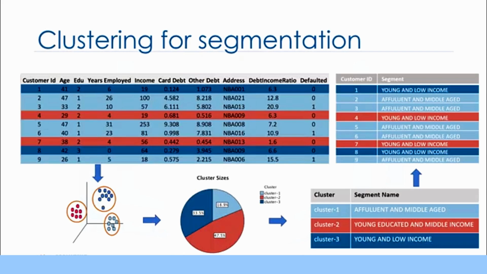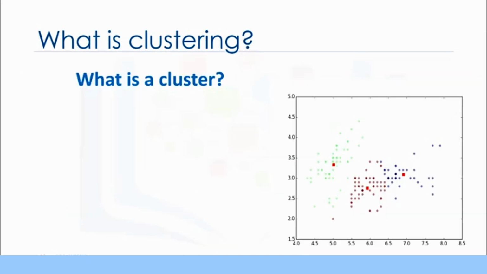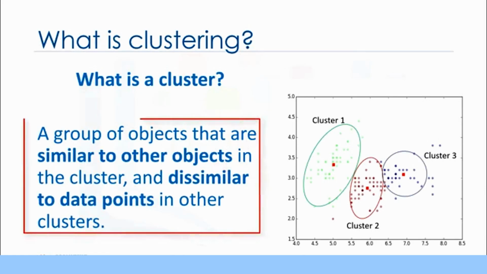So let's first define clustering, and then we'll look at other applications. Clustering means finding clusters in a dataset unsupervised. So, what is a cluster? A cluster is a group of data points or objects in a dataset that are similar to other objects in the group and dissimilar to data points in other clusters.